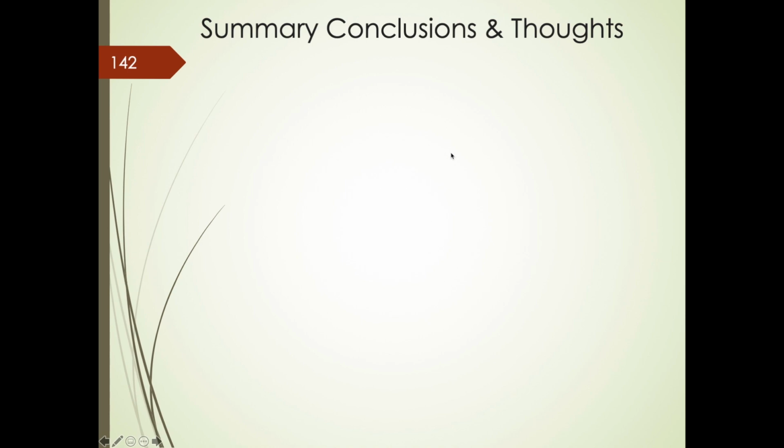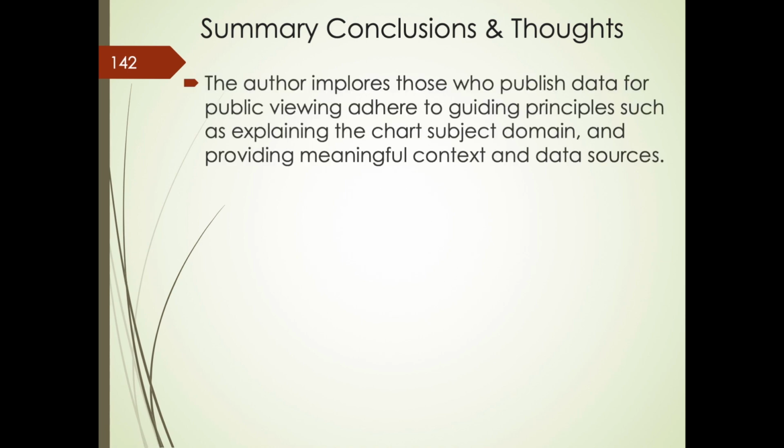Okay, so after all of that, what does it all mean? So first of all, let me just restate again. I really hope that anyone who's publishing data for public viewing will adhere to a few basic principles and will do things such as explain the chart subject domain and provide meaningful context and data sources whenever possible. The public deserves to know where your data comes from and what it represents and how it compares to other similar data in other districts or the state.